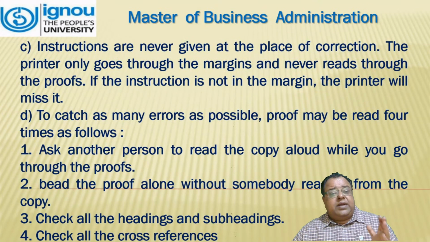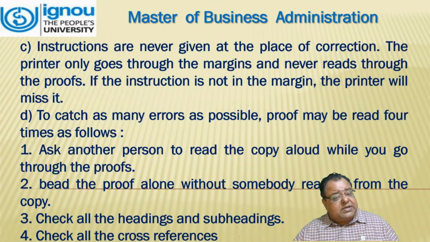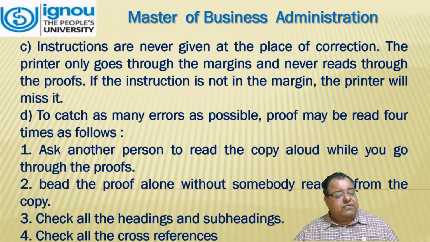Instructions are never given at the place of correction. The printer only goes through the margins and never reads through the proof. If the instruction is not in the margin, the printer will miss it. To catch as many errors as possible, proof may be read 4 times as follows.